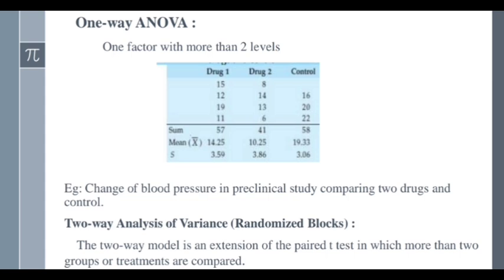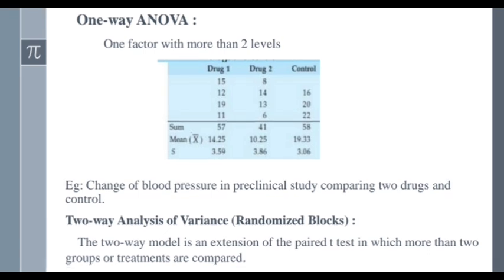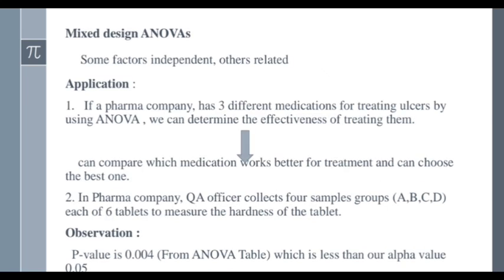Two-way analysis of variance, also known as randomized block. The two-way model is an extension of the paired t-test, in which more than two groups of treatments are combined. Example, stability of 5 batches of tablets using 3 kinds of packaging material. Mixed design: some factors are independent and others related.